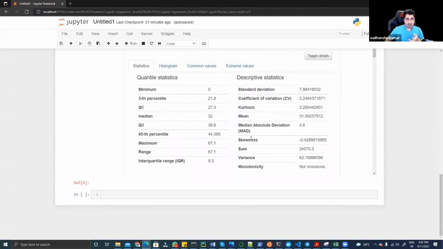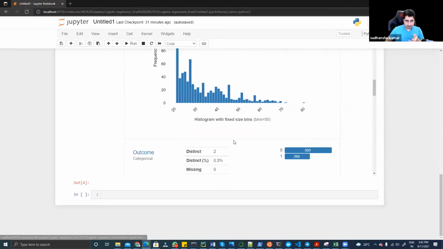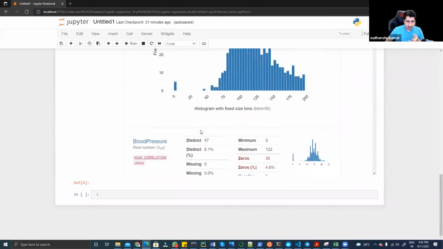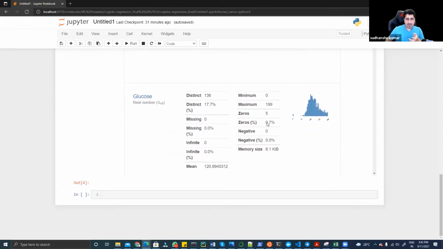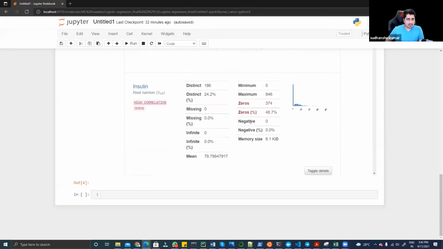If I talk about glucose, let's suppose, so where is my glucose value? Glucose, blood pressure, right? So we have these many zero values. Now glucose level can't be zero at all in any circumstances. Maybe I can even talk about skin thickness. Skin thickness won't be equal to zero at all for any living species. If I talk about insulin, again there are so many zero values, but yes, there will be some readings you will be able to find if you measure insulin.